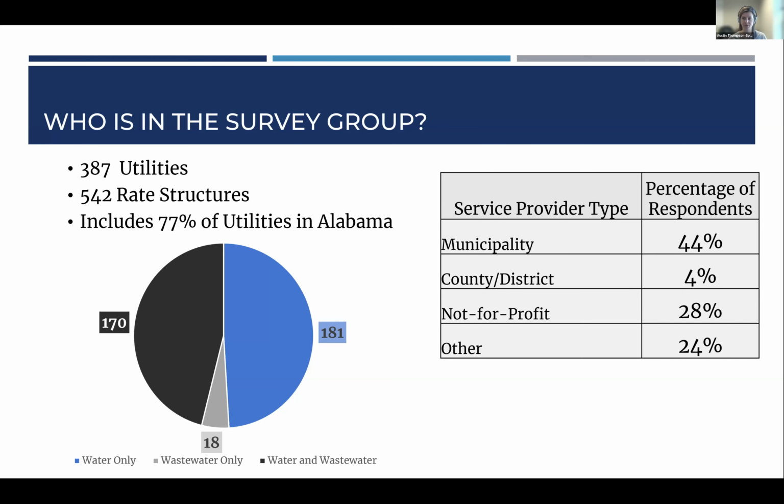So again, this is reflective of the population that I'll be talking about today whenever I'm talking about the dashboard itself. And then in terms of the types of services that the utilities within our dashboard provide, you can see about 181 provide water only, 170 provide water and wastewater, but only 18 provide wastewater only. So very few of the utilities within our survey provide only wastewater services. Far more provide water or water and wastewater.